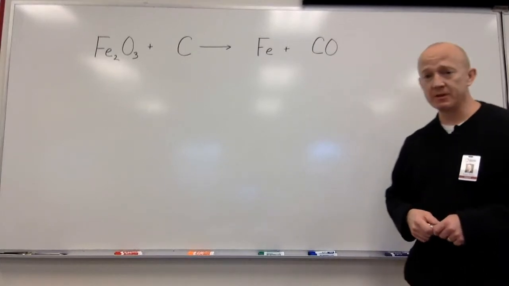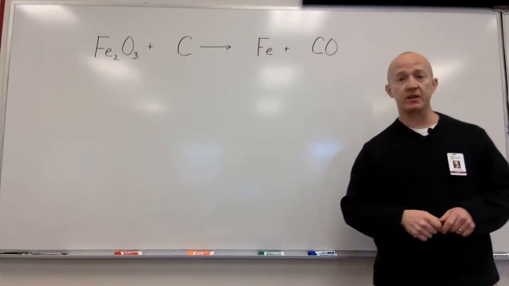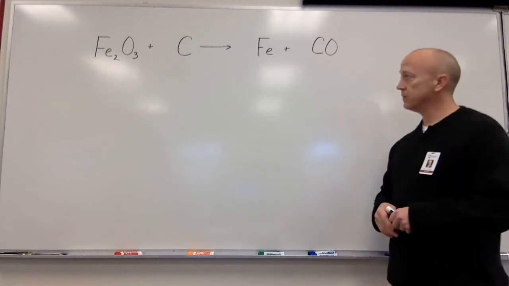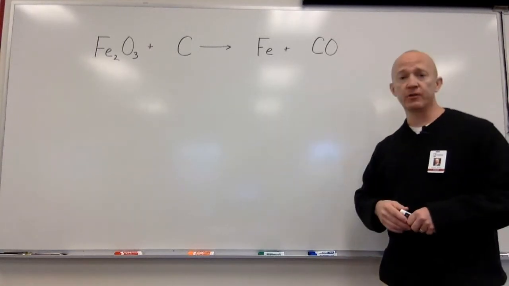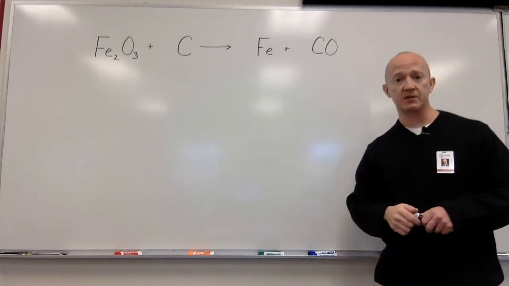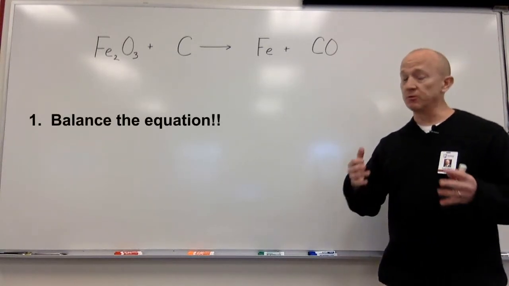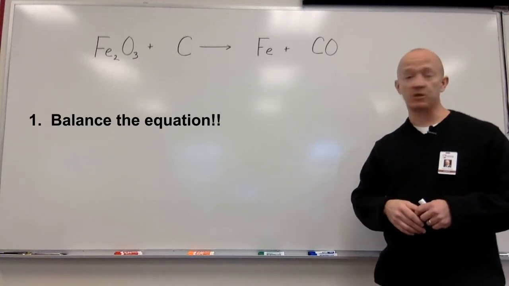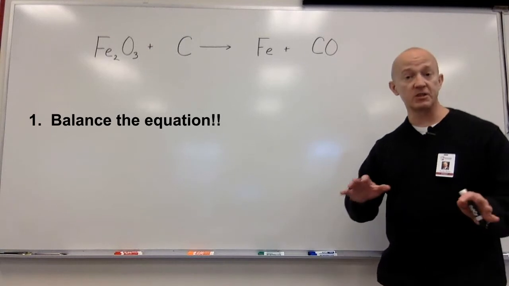Let's get right down to business, and we'll use this equation to illustrate the steps of a stoichiometric calculation. This reaction between iron 3 oxide and carbon yields iron and carbon monoxide. The first thing you absolutely have to do is balance the equation. If I don't balance the equation, this is all for naught. So let's do that right now.